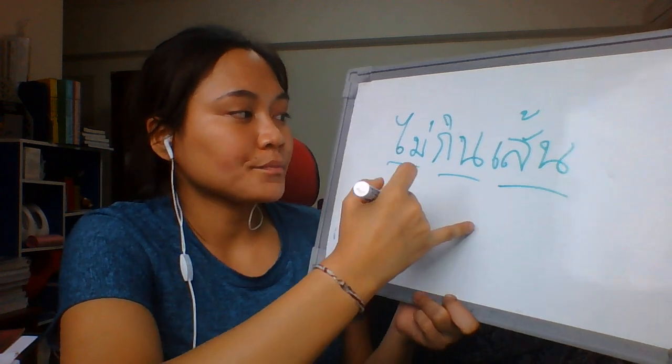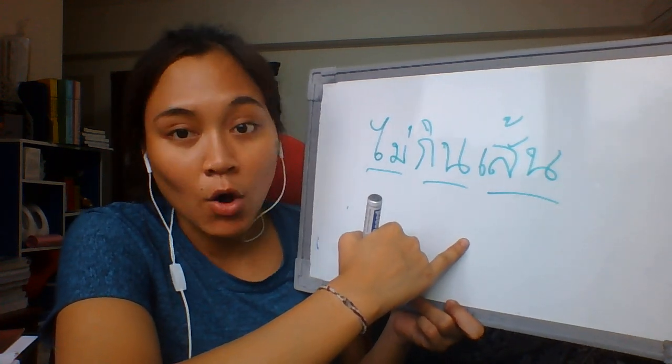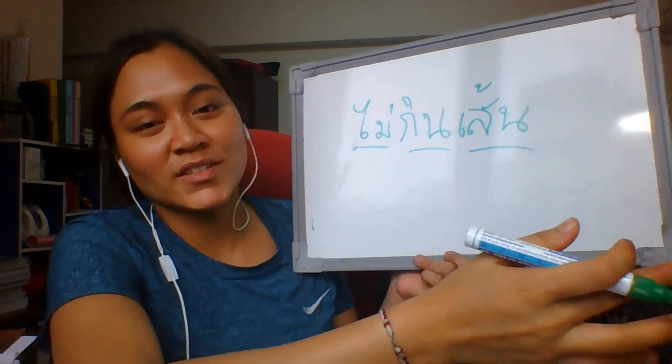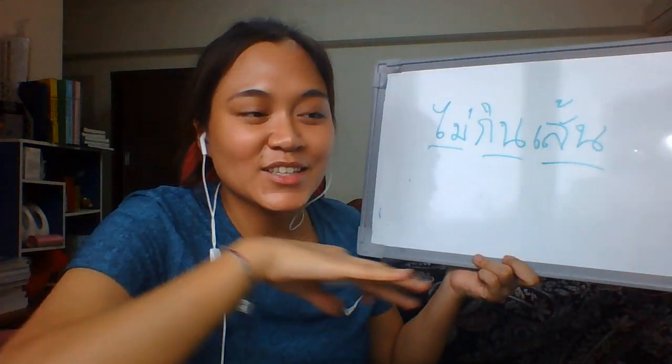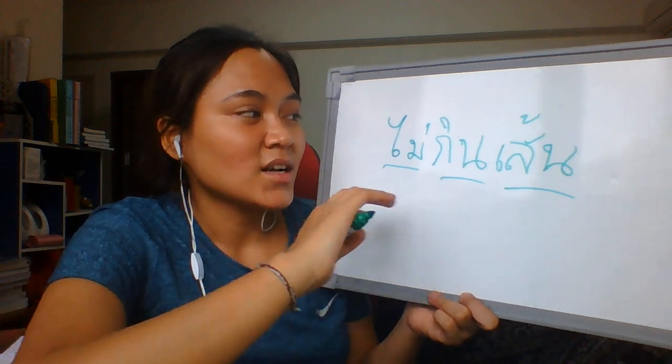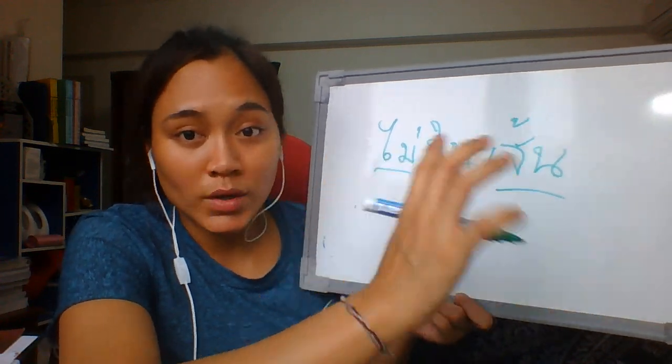Okay, what does it mean? ไม่กินเส้น means you don't get along very well with someone. You cannot just cross the line. Every time they see you or you see them, someone is going to get mad, you're going to get into a fight. They always cross your line, you always cross theirs, always like that. ไม่กินเส้น means you don't get along with someone.